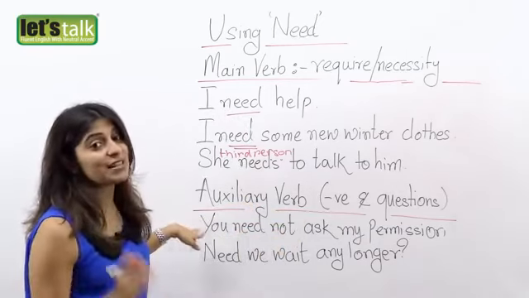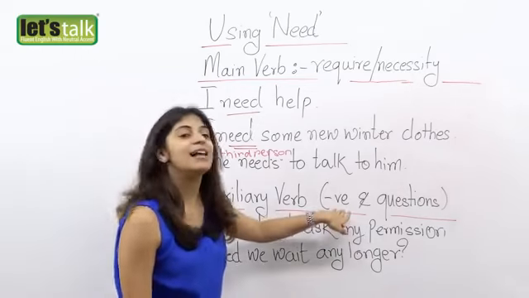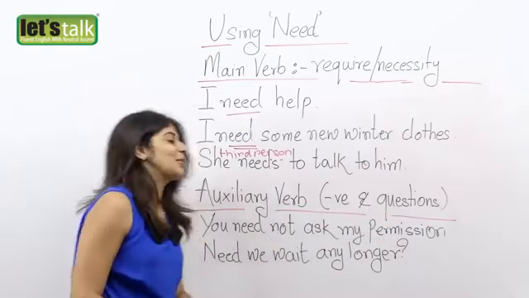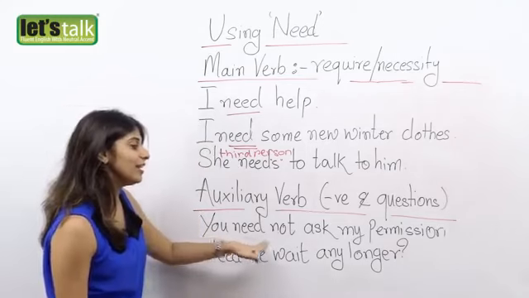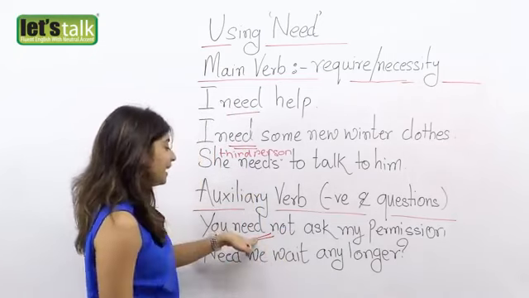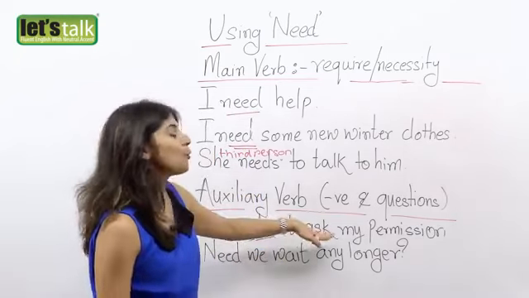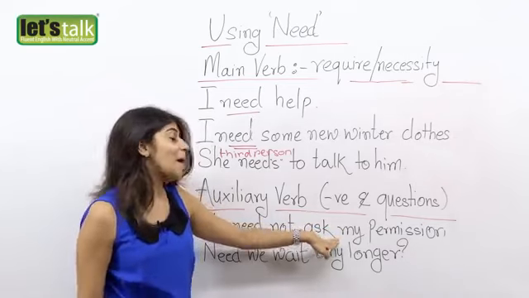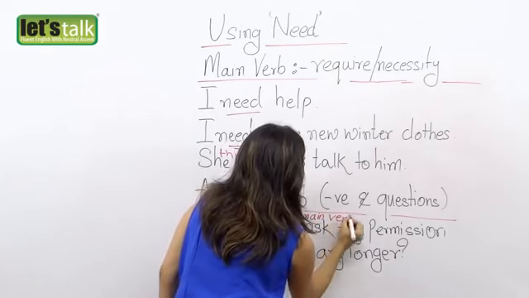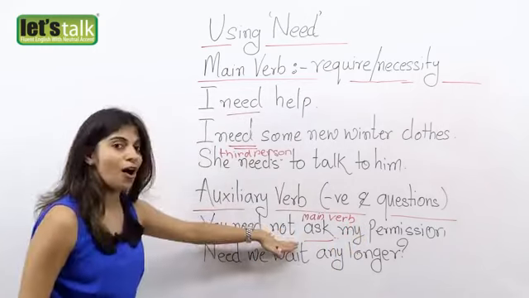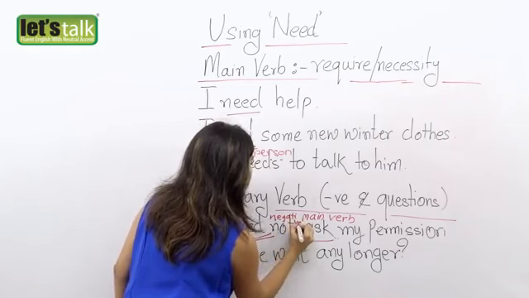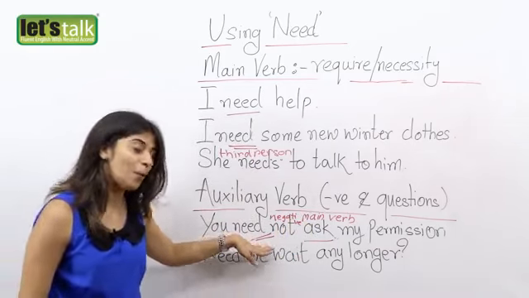Now, when need is used as an auxiliary verb, it is commonly used in negative sentences and also in questions. To explain this to you, we have a sentence here, you need not ask my permission. Here, need is a supporting verb to ask. Ask is your main verb. Whereas not is your negative word. Alright, so need is here a supporting verb.